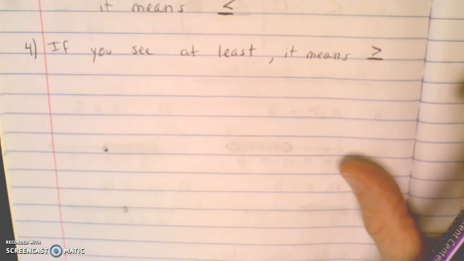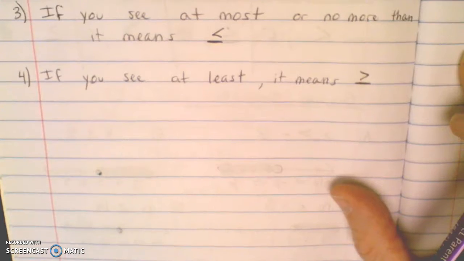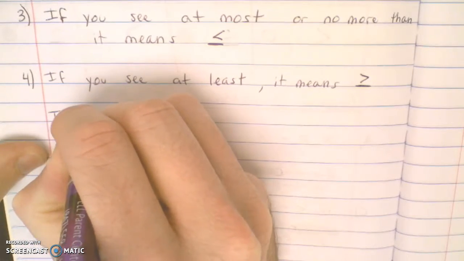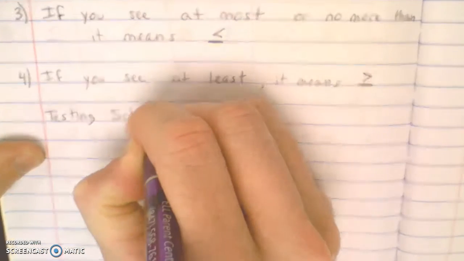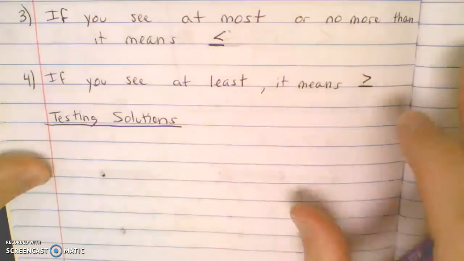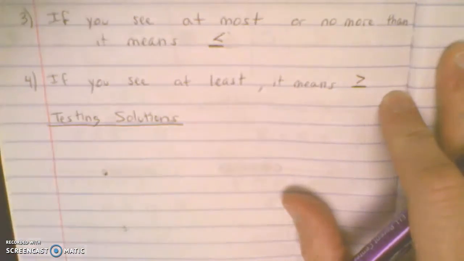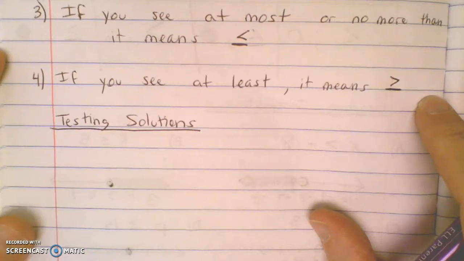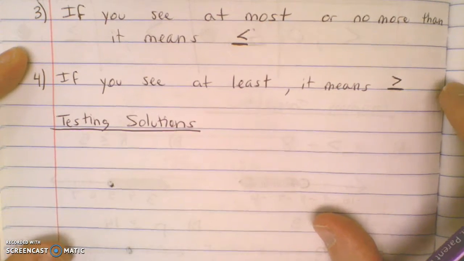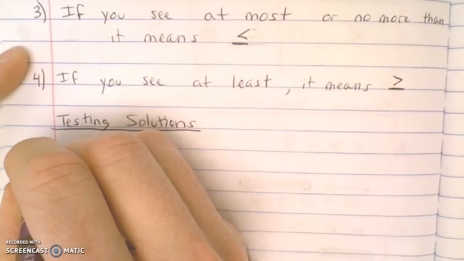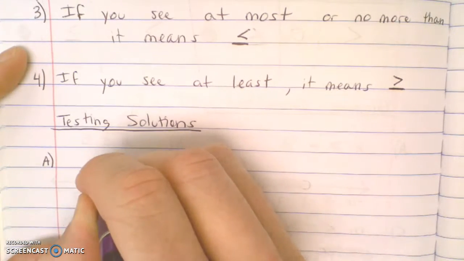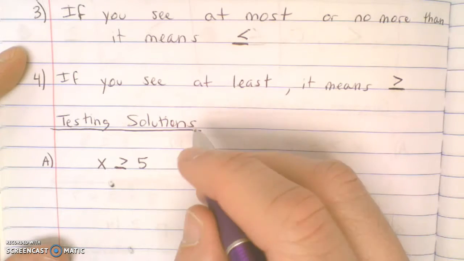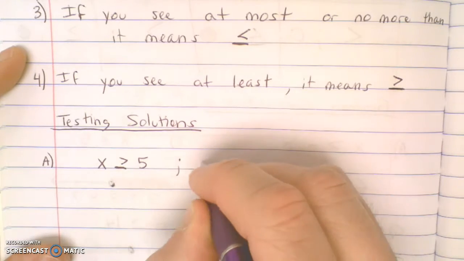All right, the last thing we'll look at is just testing solutions for inequalities. Let me zoom back up here so we can see all of it. There we go. So for testing solutions, let's say I give you an inequality. We'll label this inequality A again. Let's say I say x is bigger than or equal to 5. So I want numbers that are bigger than or equal to 5. And they're asking you to test 10.